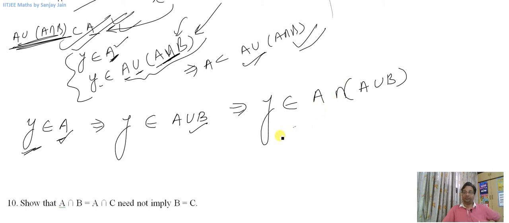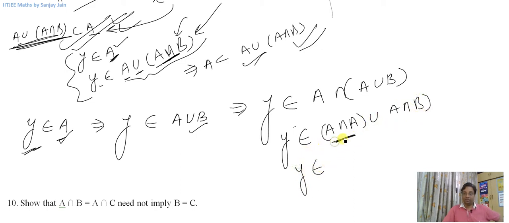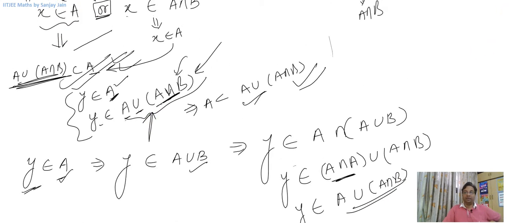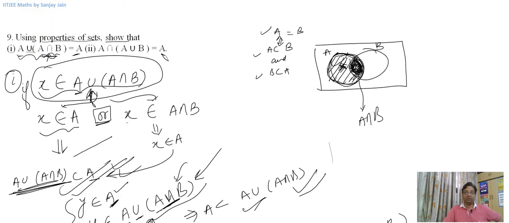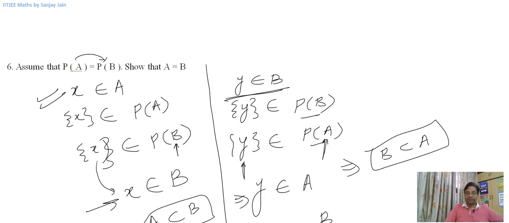Now apply the distributive property. That will mean Y belongs to A intersection A union A intersection B. Which means Y belongs to A union A intersection B, since A intersection A is A, which is something I took here directly. And what about this second part? The second part is almost, or you can say exactly, on the same lines, so I expect you to solve this second part yourself. All right, let's look at what we have next.